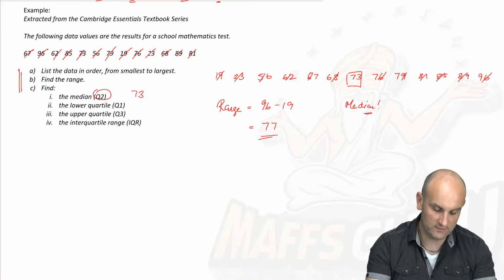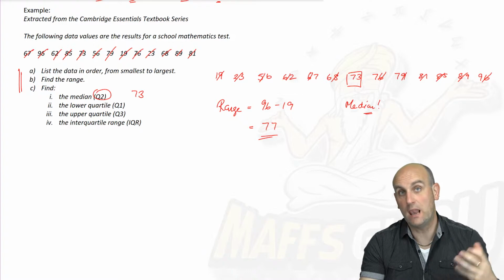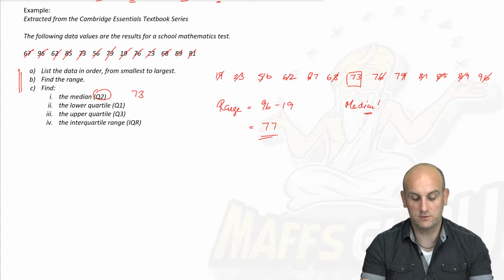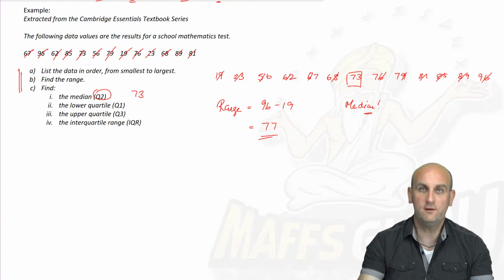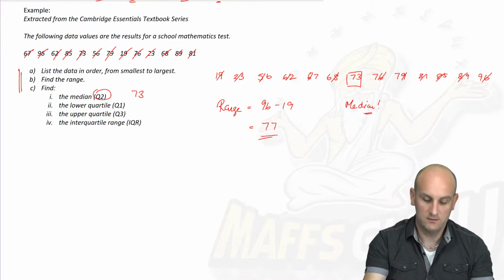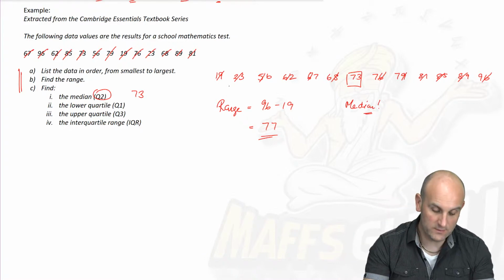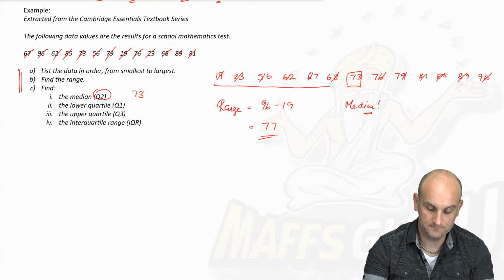so part A, or part 1 there, we can write down the value is 73. Then it wants me to find my lowest quartile, or my lower quartile. Do you remember how to do that? Well, we've already split the cake in half. We now split it in half again, and when we do that, we don't include the median.